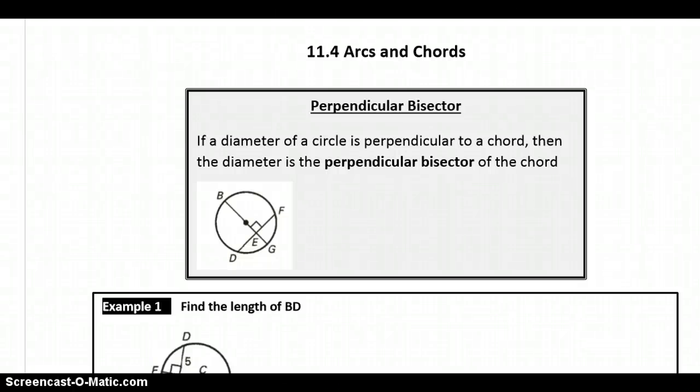Alright, this is the class notes from 11.4. I'm talking about arcs and chords and how those relate. So first we have a definition called a perpendicular bisector.